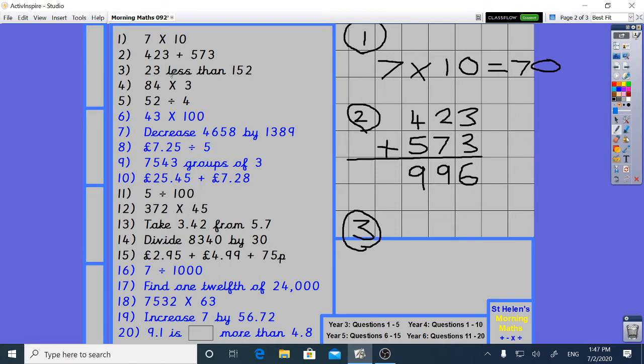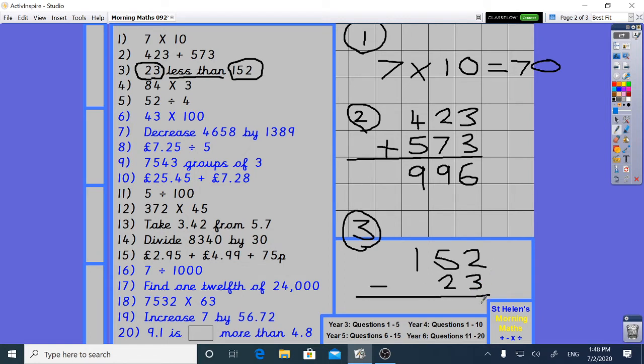And question 3. I've got room for this, I think. 23 less than 152. What number has to go at the top? 23 or 152? Less than means minus, doesn't it? So what number goes at the top? The biggest number. 152. I'm going to write down here. 152 minus 23. Line it up carefully down the right.